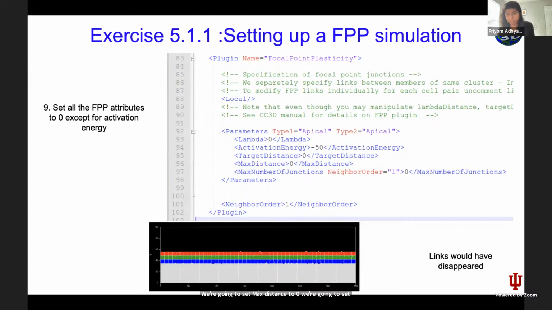We can keep the activation energy as it is, but in the new versions of CompuCell, this can also be manipulated from inside the steppable file. So I have kept it at -50 here, but you can also remove it and reset it in the main steppables file. If we do this now and you play the simulation again, you should be able to see that the links have actually disappeared. Even though you have switched on focal point plasticity, just by setting the actual parameters that create the links to 0, we're able to make them disappear. And neighbor order, we can set at 1 as well.